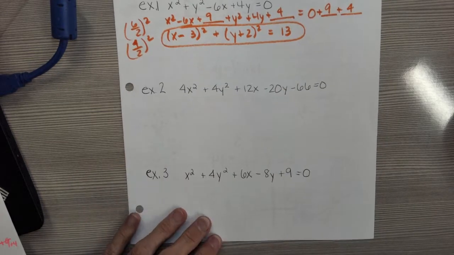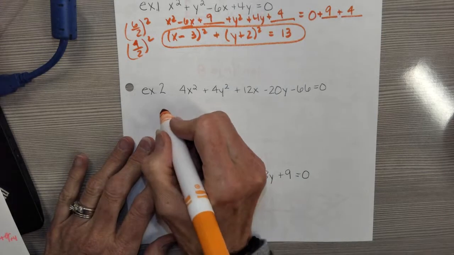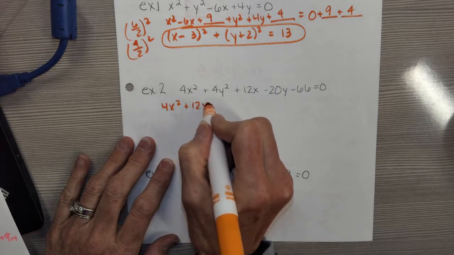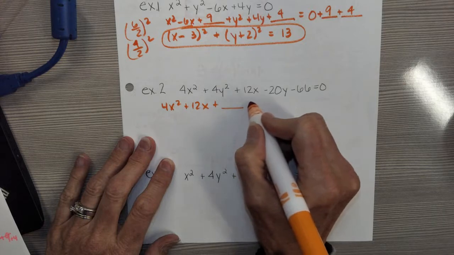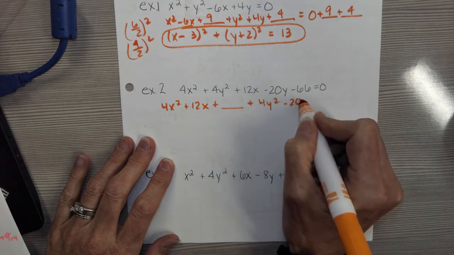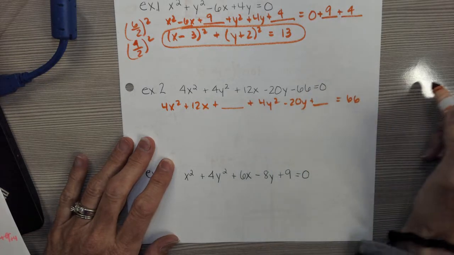Second example. Again, first thing you're going to need to do is separate your terms. So 4x squared plus the 12x. We're going to actually do some other things before we fill in that blank, but put it there anyway. 4y squared minus 20y plus something equals, move that 66 over to the other side.